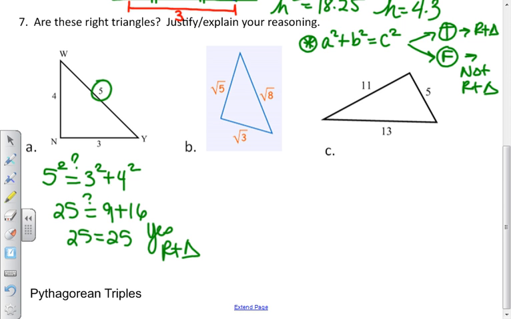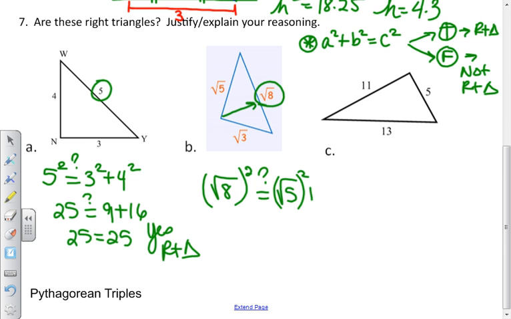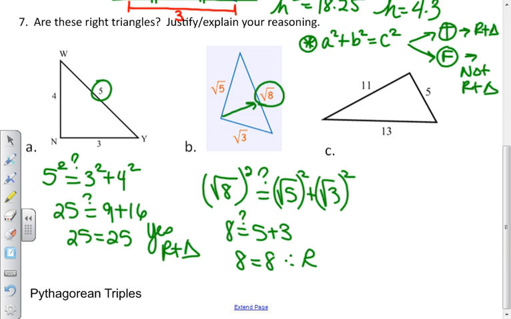When I look at this next example, if you think about it, the square root of 8 is our longest side. So this is our potential hypotenuse. So is the square root of 8 equal to the square root of 5 squared plus the square root of 3 squared? Well, the square root of something squared cancels. So is 8 equal to 5 plus 3? And it is, therefore, it is a right triangle.